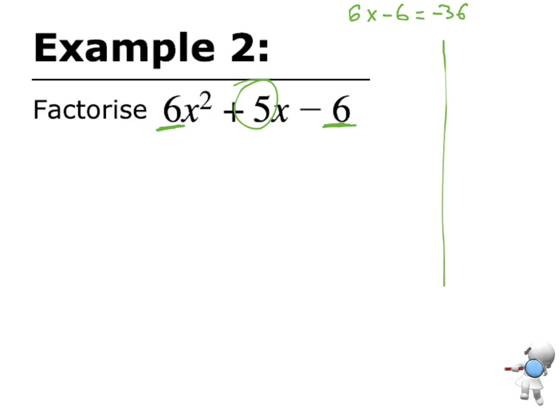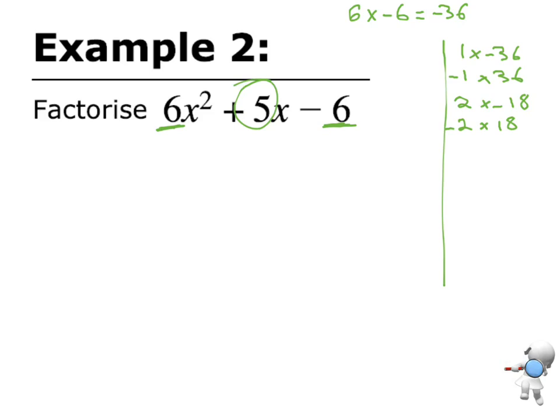This is where we need to do some more thinking. Let's think about how I multiply two numbers to get negative 36. I could do 1 times negative 36. I could do negative 1 times positive 36. That's two possibilities. Now let's think what else I could do. I could do 2 times negative 18, or I could do negative 2 times positive 18.